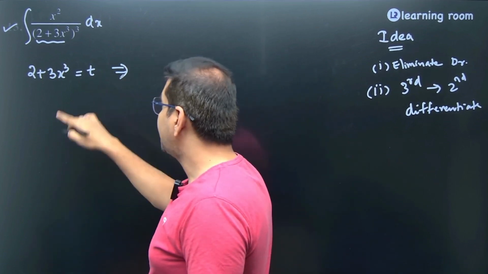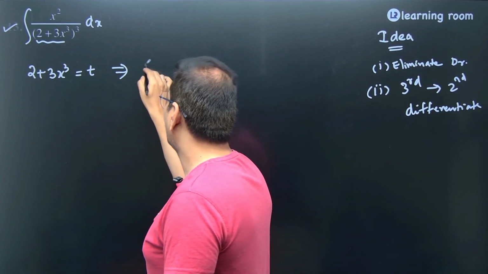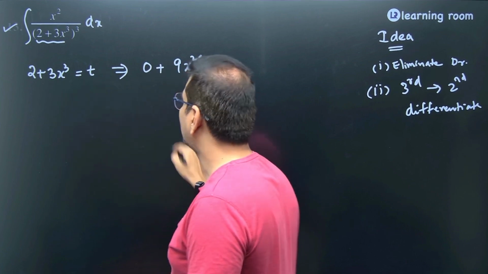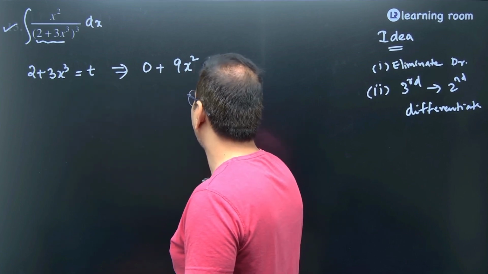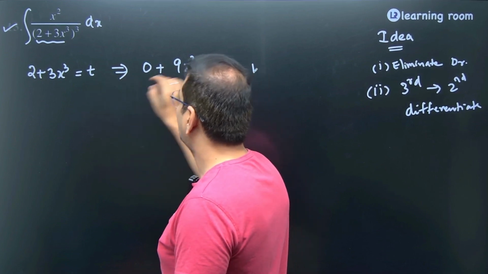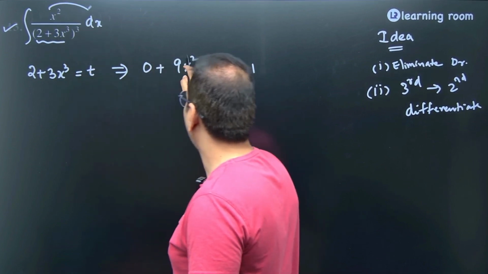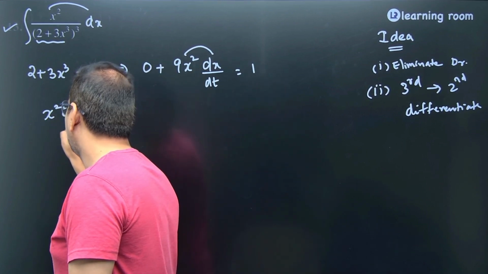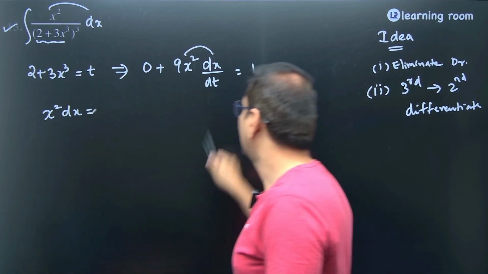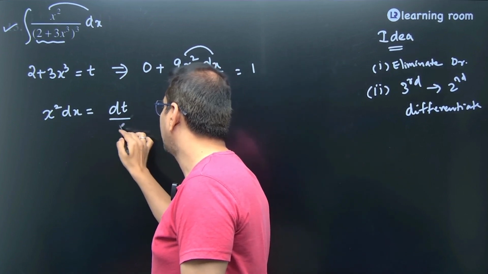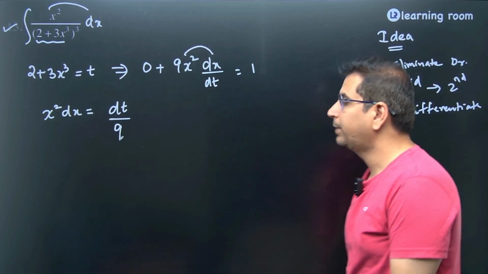if we start differentiating with respect to t on both the sides, you will get 0 plus the derivative of 3x cube, which is 9x square, times dx divided by dt, is equal to the derivative of t, which is 1. So all I need is x square dx. So I am having x square dx this side. So x square dx will be equal to, this dt will go to the other side, it will become dt, and the 9 will come to the other side, so it will become dt divided by 9.